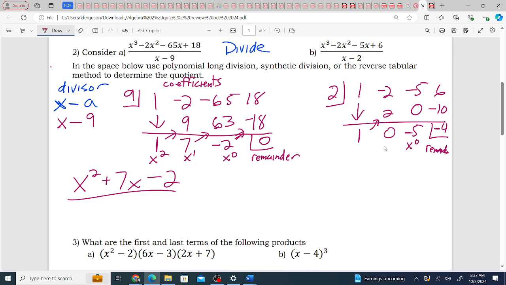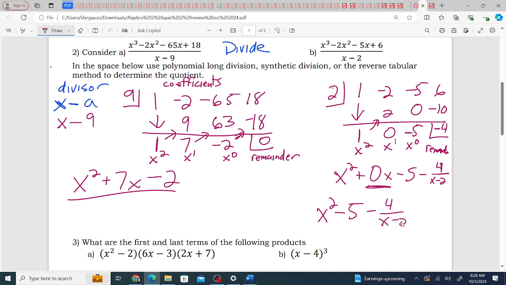I got my x to the 0, x to the 1, x to the 2. So what does that mean? Well, if I just write it out, I've got 1 x to the second power plus 0 x to the first power minus, sorry, let's get that right, minus 5 with a remainder of -4 over, and then I just write whatever I divided by, x minus 2. Well, that is nothing, so I don't need to put it. So I can just say x squared minus 5 minus 4 over x minus 2, and that's my answer.